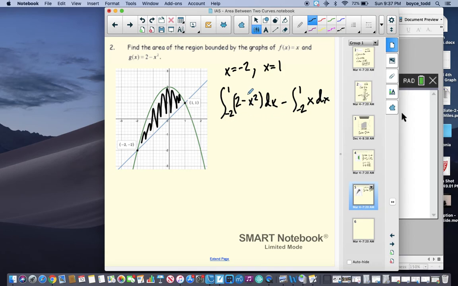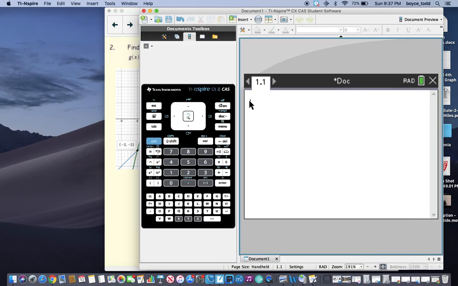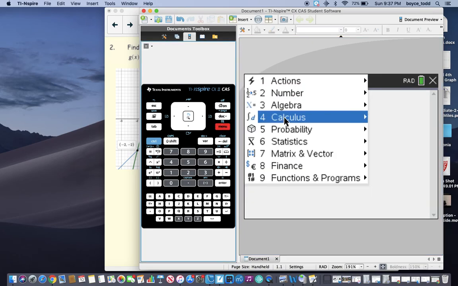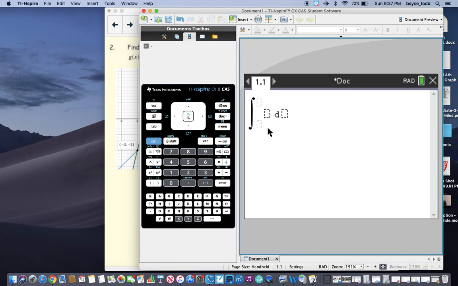Now this one's not super hard, but once they get a little more tricky, you'll see in the homework. From here on, you can use your calculator. What I'm interested in is that you set it up and you know how to do it. So I would go to my calculator, and I'm going to say menu, calculus, integral, -2 to 1, 2 minus x squared dx. And then I'm going to get an answer.